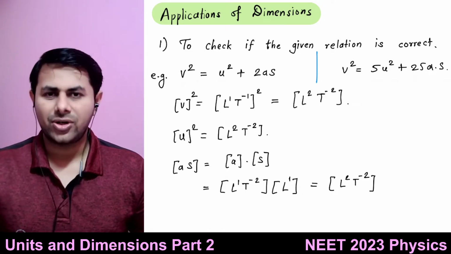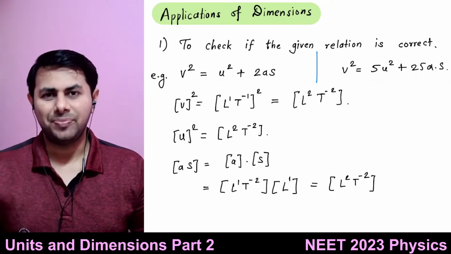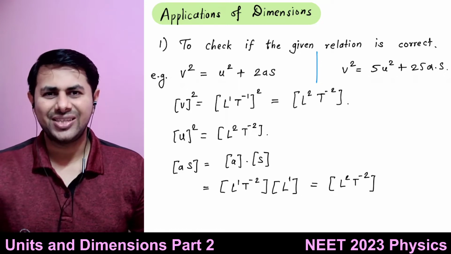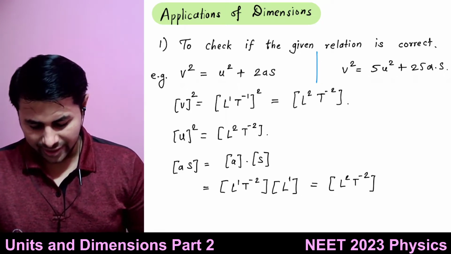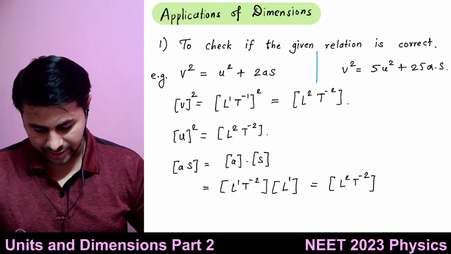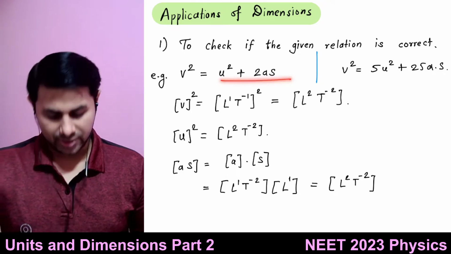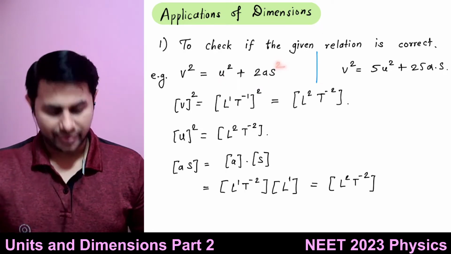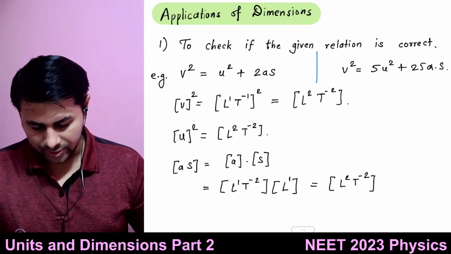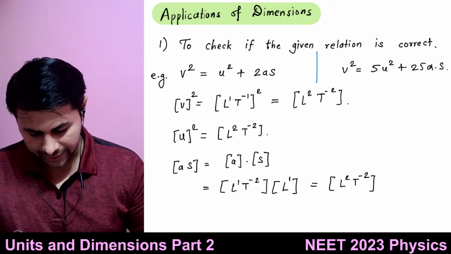But one thing is sure, let's say dimensions don't match, then what can you say? The equation is definitely wrong. Okay, so let's say in place of this thing, in place of u square plus 2 times a into s, I have 2 times a multiplied by s square. Okay, so let's do that. Let's add a page.